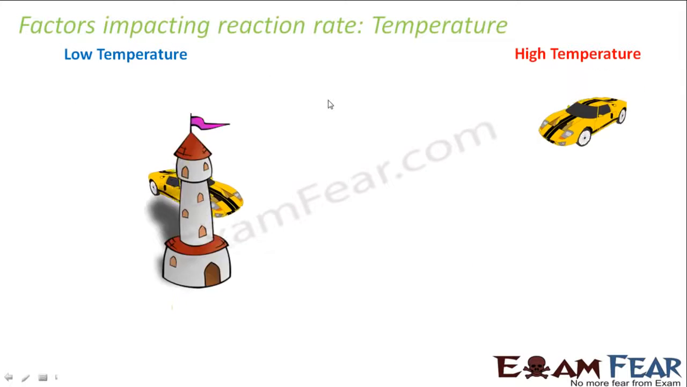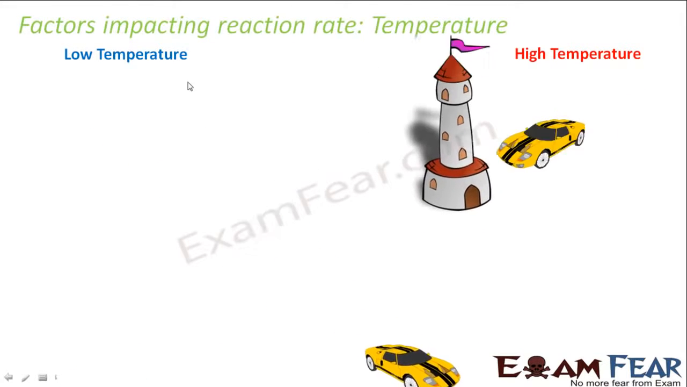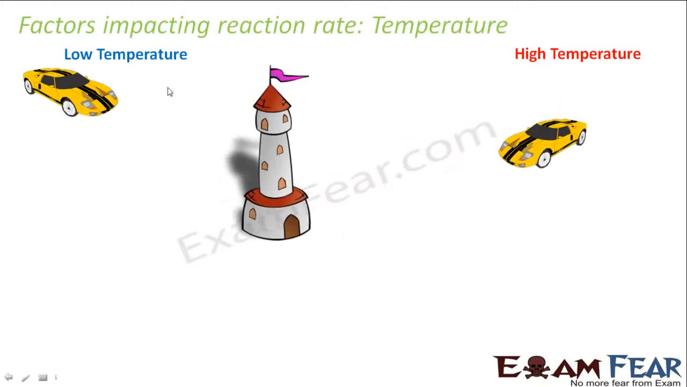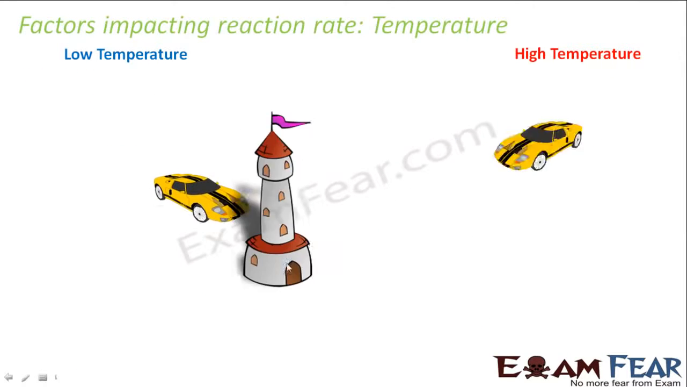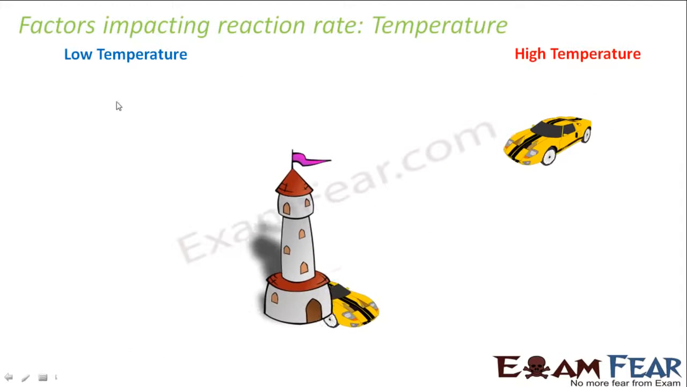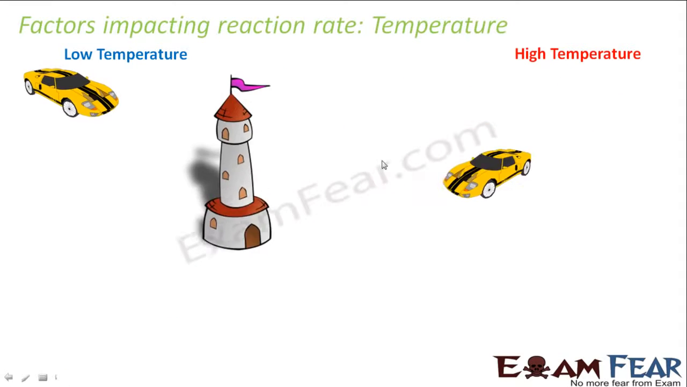If that is the reaction, A and B are the same in both cases, but the temperature is different. On the left hand side, the temperature is low. Thus, the speed of the molecules is low. If you see, the frequency is very low. Also, since the speed is low, the impact to break the tower will be low.